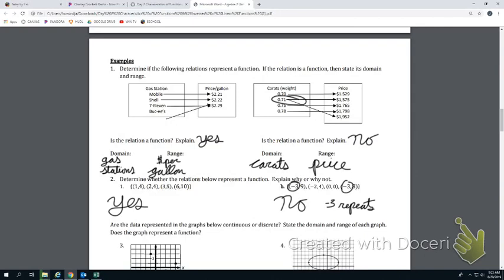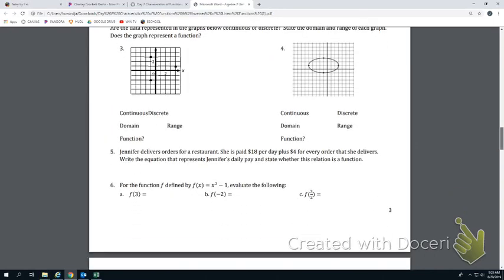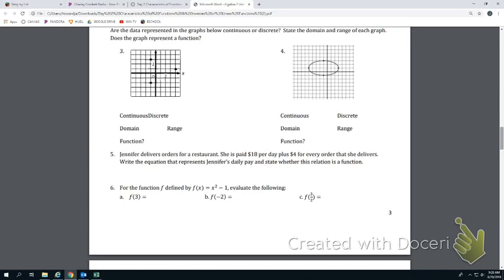Alright, so go down here, and if you haven't already, start to work on these graphs. You've got a little bit of a word problem. And then you've got that function notation down here, where I was kind of talking about it's just substitution. Don't overcomplicate it.